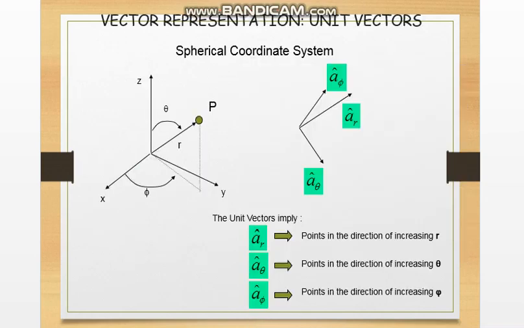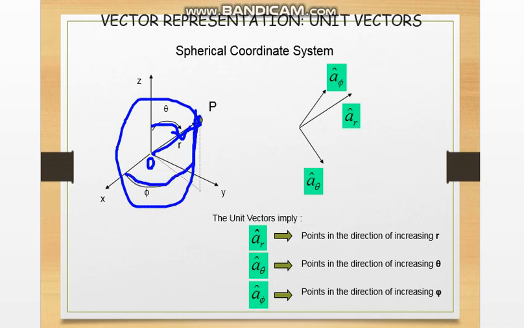Now the vector representation of the spherical coordinate system. If it is a point, it is described by r, theta, and phi. So r is the distance from the center. If we draw a sphere, that's the r, the inclination from z to r is theta, and the angle between the projection of the point and the x axis is phi. So that is the spherical coordinate system.